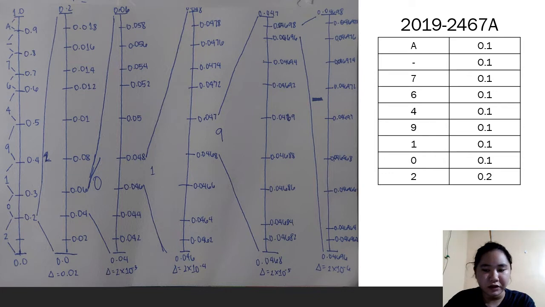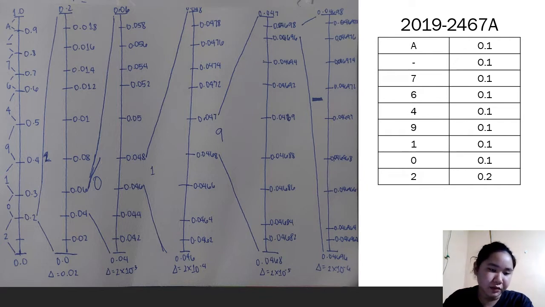So for our example, I will be using my ID number 2019-2467A. So first, we need to get the probabilities of all the characters in this. So A has a probability of 0.1 since it only appears once, as is the case with the dash, 7, 6, 4, 9, 1, and 0. 2 has a probability of 0.2 since it appears twice, so therefore 2 over 10 is 0.2.